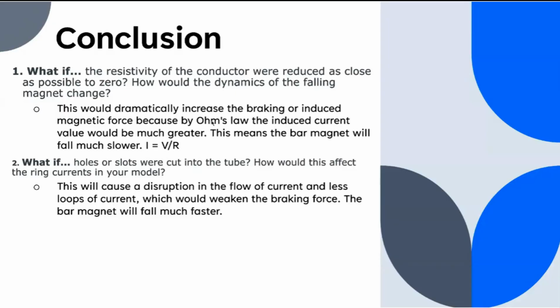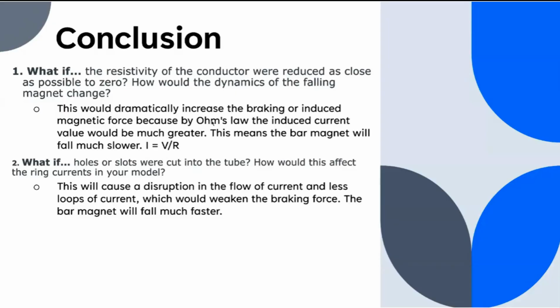So what if the resistivity of the conductor was reduced as close as possible to 0? How would the dynamics of the falling magnet change? It would greatly increase the braking or induced magnetic force, because by Ohm's law the induced current value would be much greater. This means the bar magnet would fall much slower. I equals V over R.